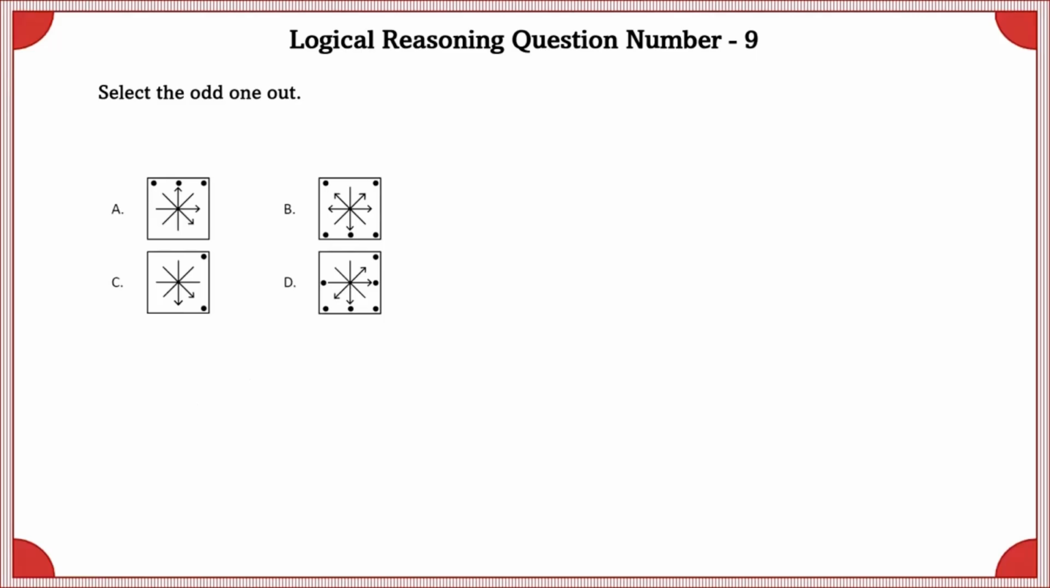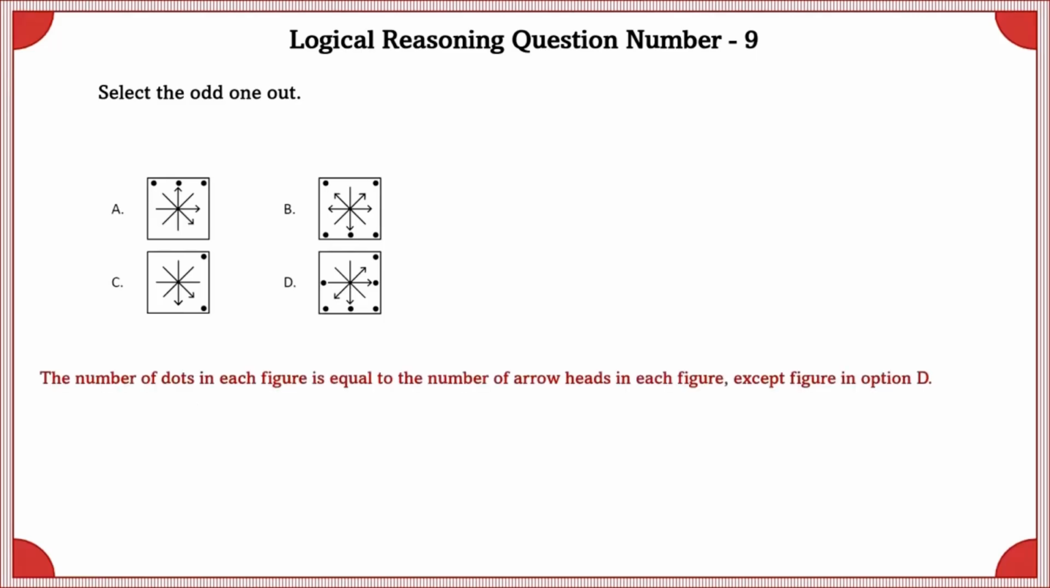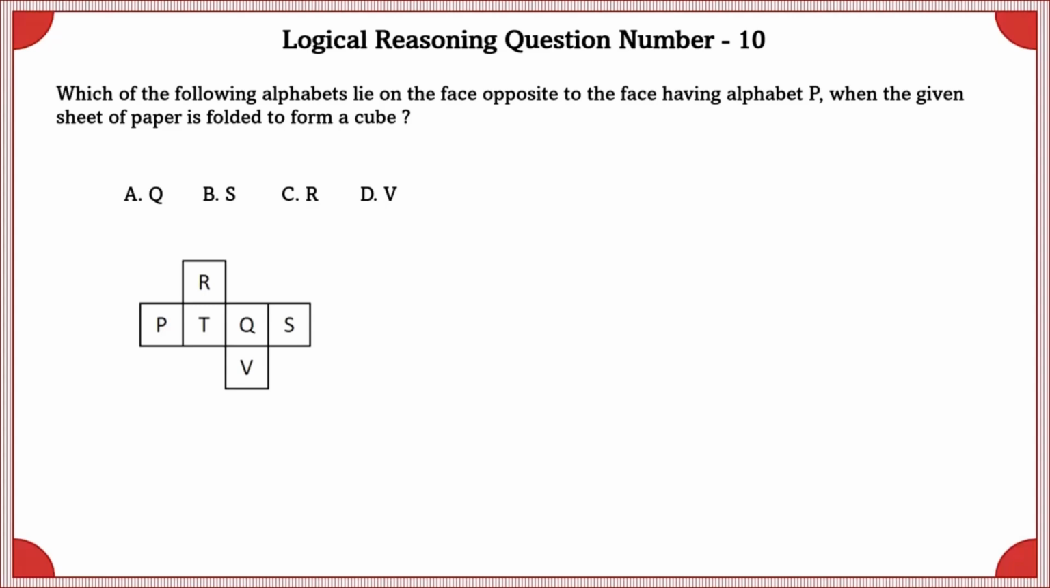Logical reasoning question number 9. Select the odd one out. The number of dots in each figure is equal to the number of arrowheads in each figure, except figure in option D.